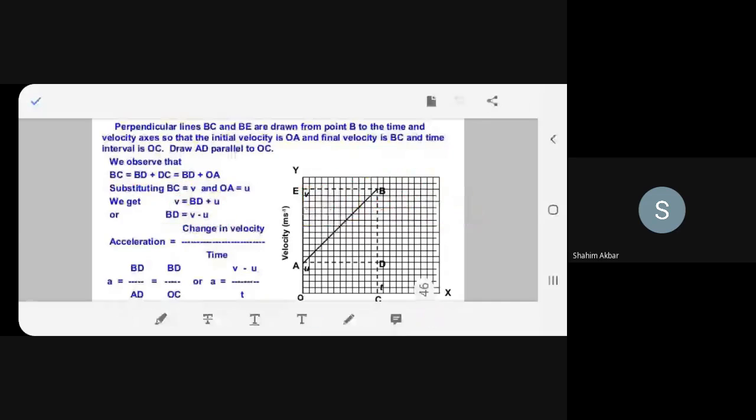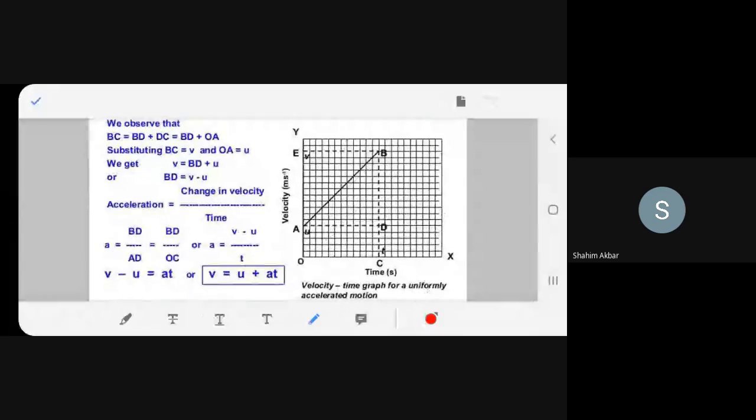Now we know that acceleration is change in velocity. We know that. So we are putting acceleration is equal to change in velocity per unit time. We already know that, right? So what is acceleration? a. What is change in velocity, beta? BD. There is a change in velocity. Can you see this? BD is equal to v minus u. I will just highlight that.